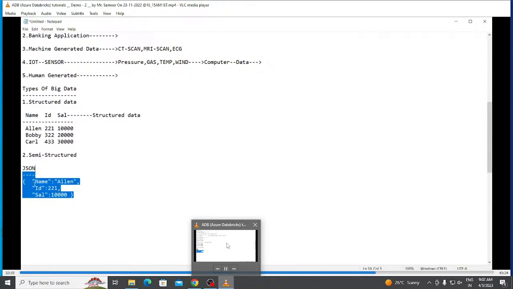Can you see here, this kind of data is called what? Semi-structured data. This kind of data is called semi-structured data. And now, finally, the third one is called what? Unstructured data.